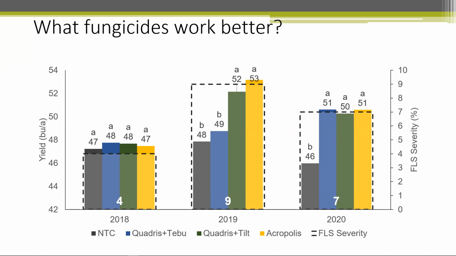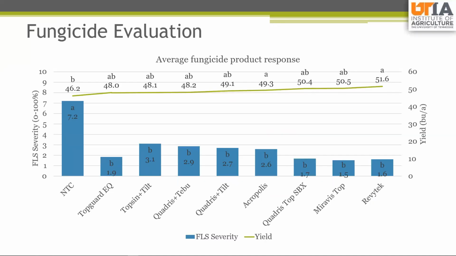And so diving in a little bit more to all the products we looked at across all years, but again, some of these we don't have as many years of data with it. Everything reduced our actual frog eye leaf spot severity, which are these blue bars here, and our non-treated check on the far left. And then this green line is now our yield associated with the right side axis. And so here again, numerically, everything did better than our non-treated check, but statistically, only our Acropolis at 49.3 and our Revitec at 51.6 did better than our non-treated check.